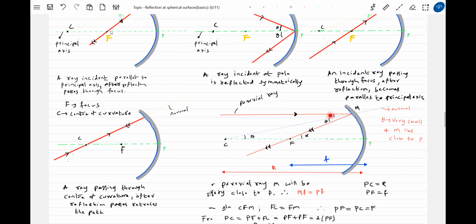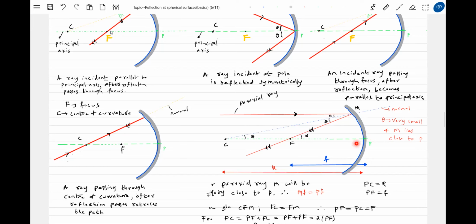Then angle of incidence should be equal to angle of reflection. Then the ray parallel to the principal axis, after reflection, will pass through the focus. Since angle of incidence is equal to angle of reflection, we know MC will become the radius of curvature. This is equal to R. Even PC is equal to R.